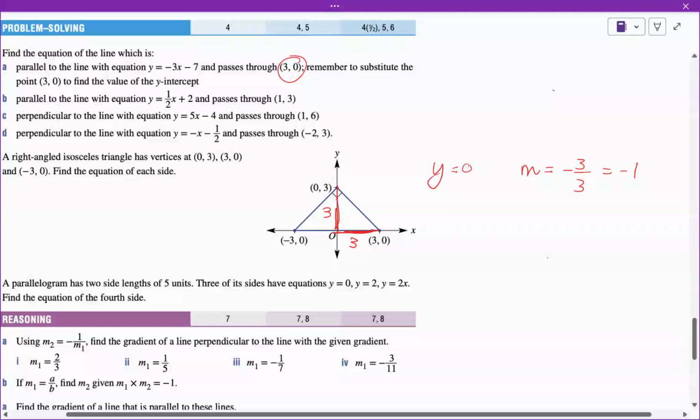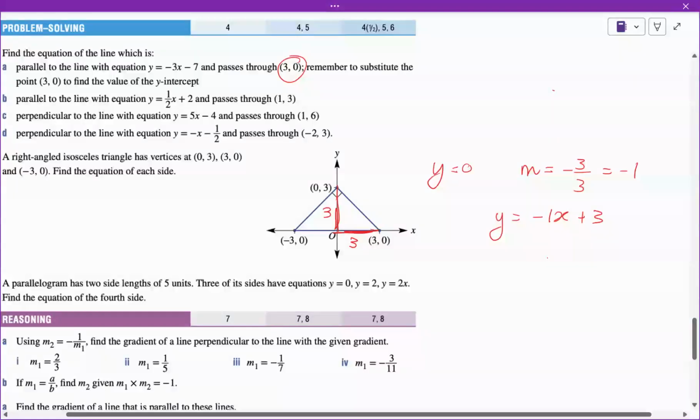So we're looking at the gradient between the points (0, 3) and (3, 0). If we start here and go to here, we're going down by 3. My rise is -3, and we're going across by 3. My run is 3. Now the y-intercept of this line is 3. We can see that on the diagram. So the equation of the line is y equals -1x plus 3.